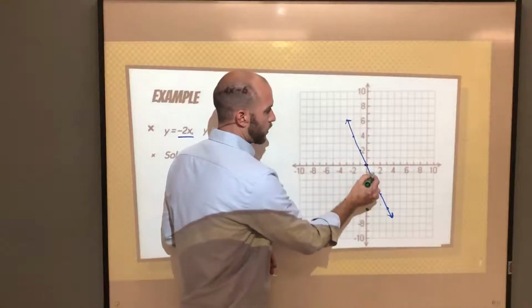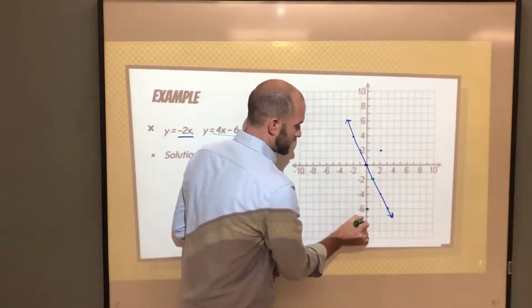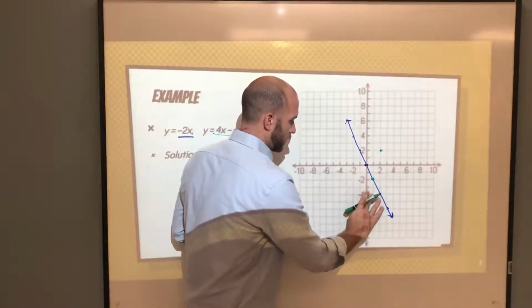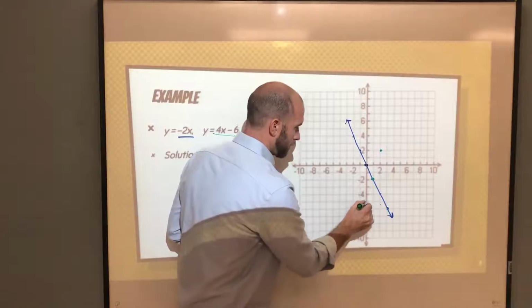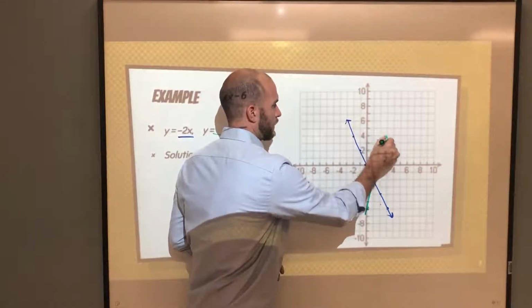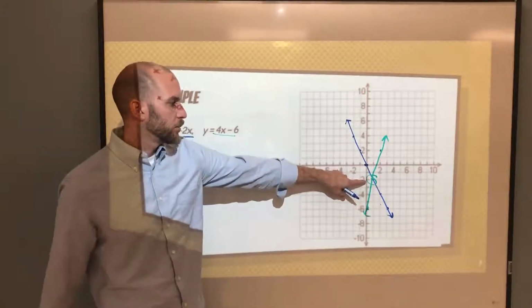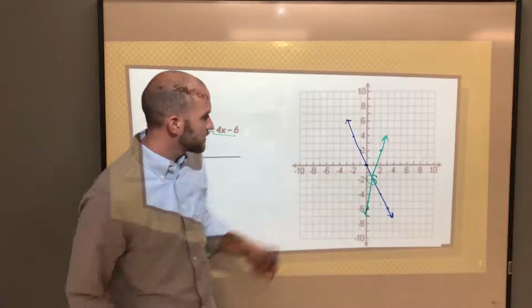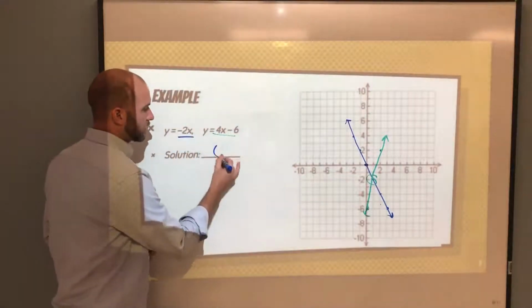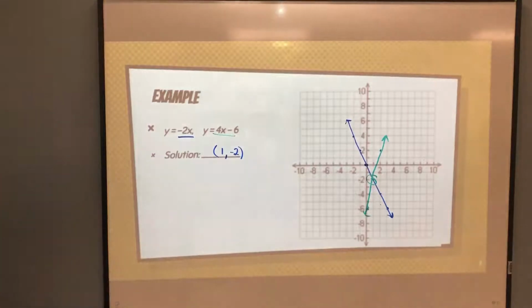I'm going to draw one more point on this so that I can make sure that my line stays nice and straight. So you can get a, well, that's crooked. So you can get a good visual on what's going on here. That's pretty good. And there's our intersecting point. The intersection is at the point x is 1 and y is negative 2. Let's go ahead and write that down as an ordered pair. 1 comma negative 2. There's our solution.